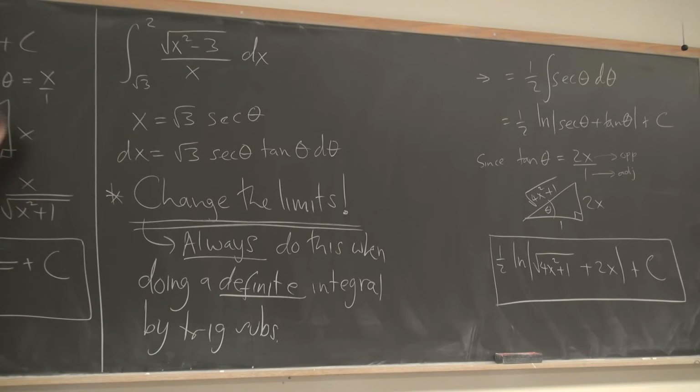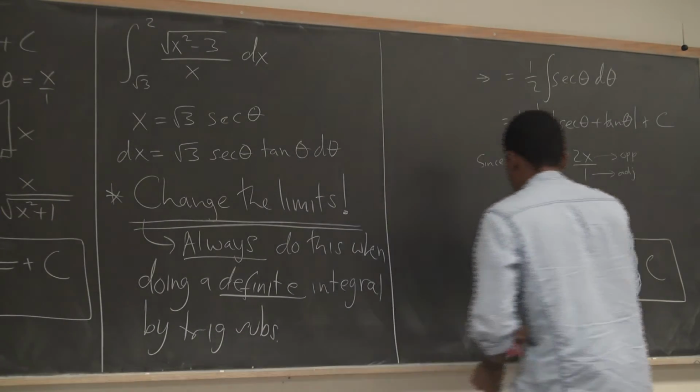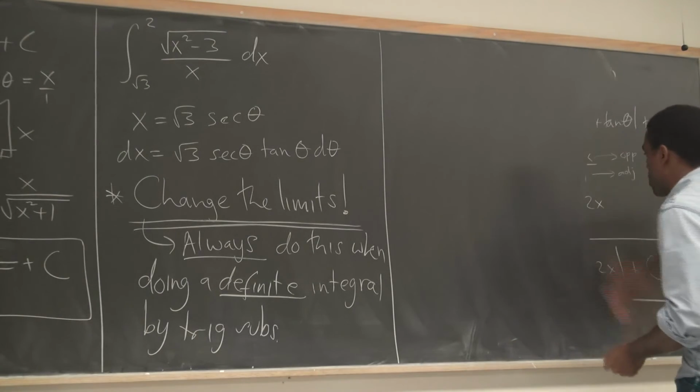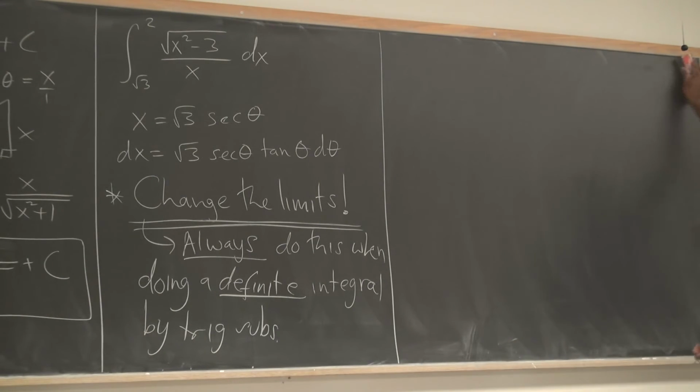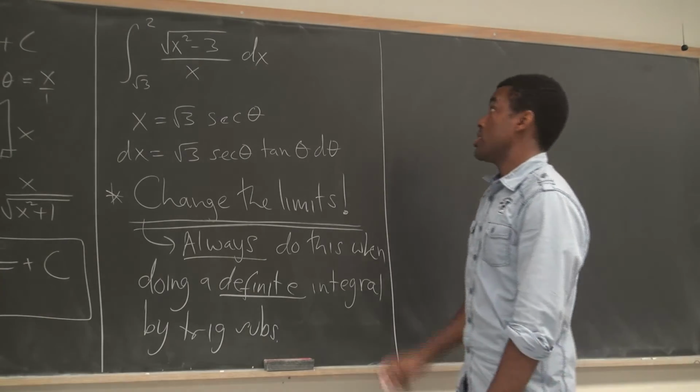So what we're going to do is once we rewrite it into the trig function, change the limit so we don't have to go back to the original variable in order to plug things in. So in general, I don't care if you change the limits or not on random definite integrals, but if you're doing a trig substitution, I highly recommend that you change the limits. It will save you a lot of trouble. Cut your work in half almost. Okay, so let's change the limits.